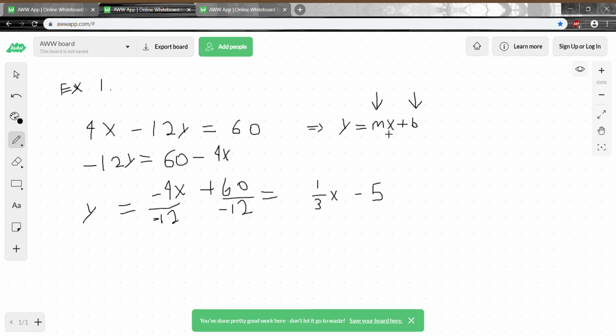So we can identify that in this new form, this term right here, this 1/3, is our m, and this negative 5 right here, this is our b. All right, so if you were having trouble figuring out what m was and what b was, this is it right here. We are going to do a second example.